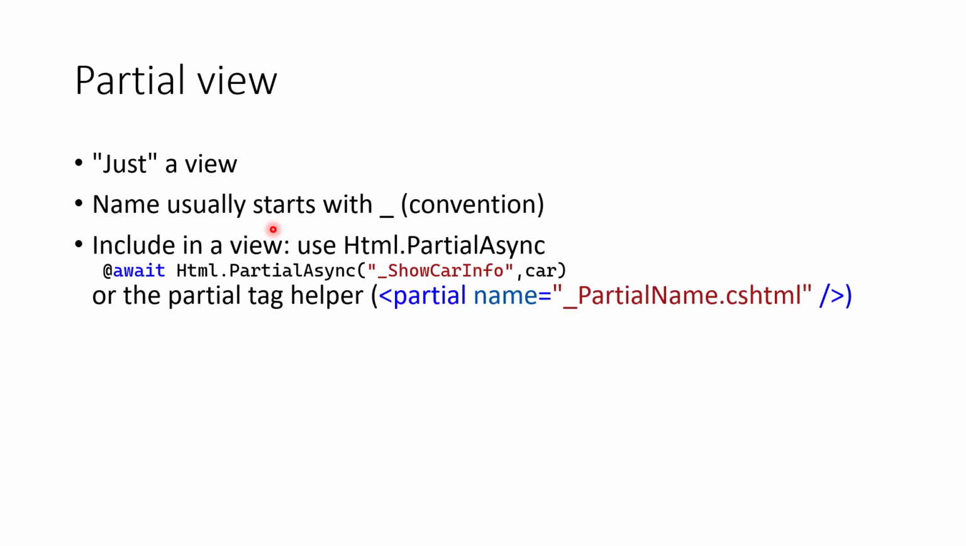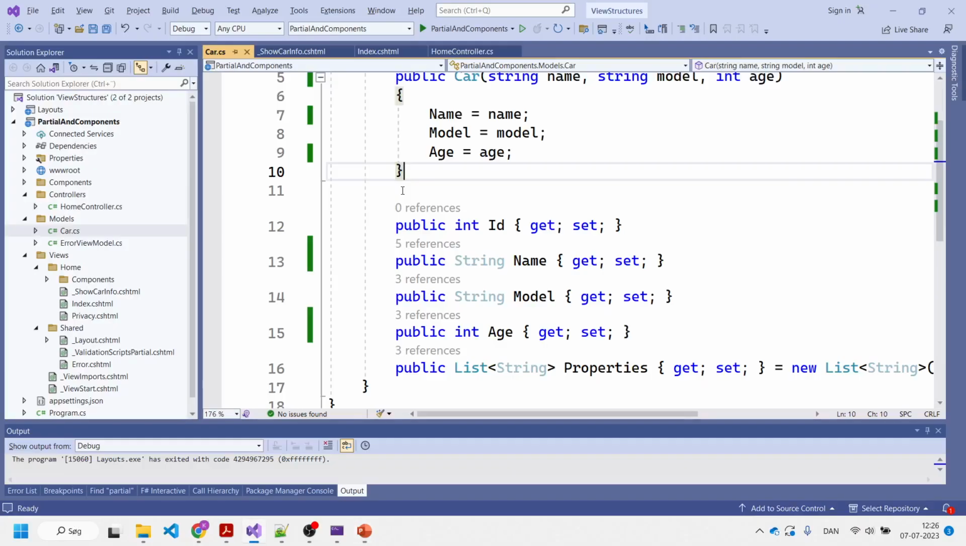Now, we're going to use something called a partial view. A partial view is just a view really, but it's not supposed to be rendered independently. It's supposed to be included in some other view. The names of partial views usually start with an underscore. That's a convention. Okay, so let me show you my problem first.